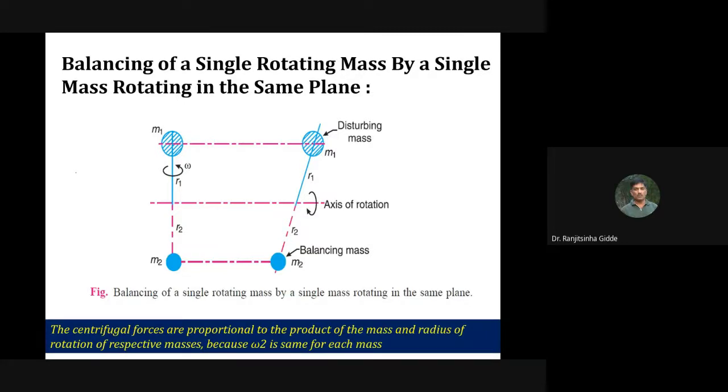So here, the first case: balancing of a single rotating mass by a single mass rotating in the same plane. This is one example. So this is M1, this one is M2, having a radius; M2 is located at R2 radius, M1 is located at R1 radius.